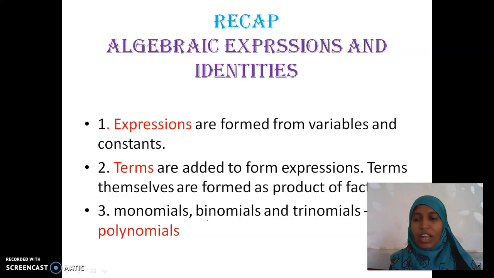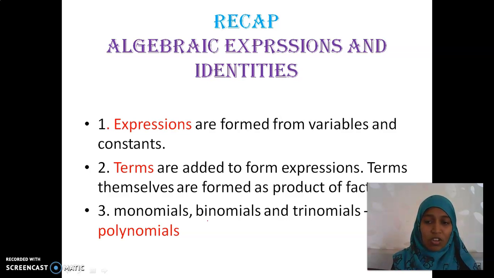Every mathematical expression has its own meaning, representing a day-to-day life problem. It's not just variables and constants. It has its own meaning. Next, expressions are made up of terms. Terms are added to form expressions.